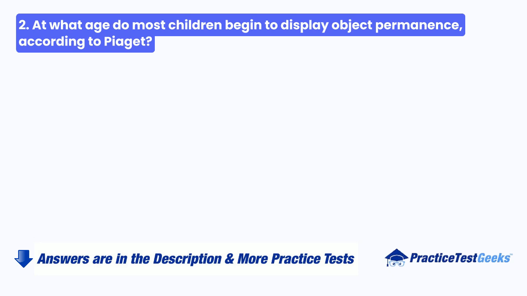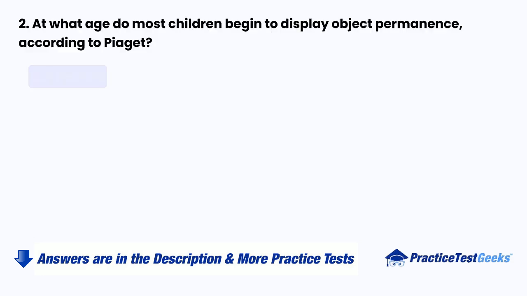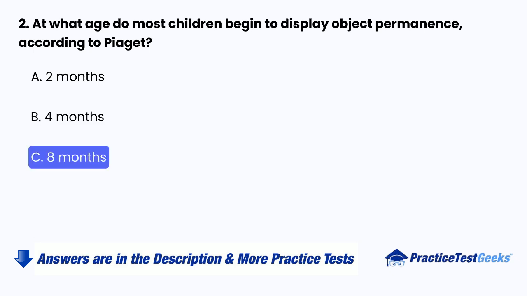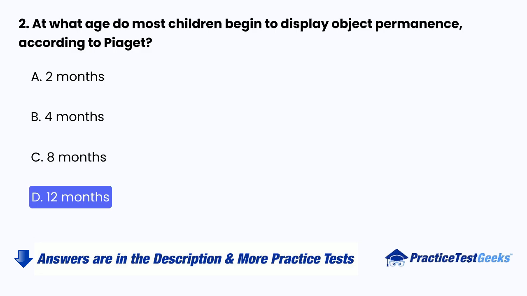2. At what age do most children begin to display object permanence, according to Piaget? A. 2 months. B. 4 months. C. 8 months. D. 12 months.